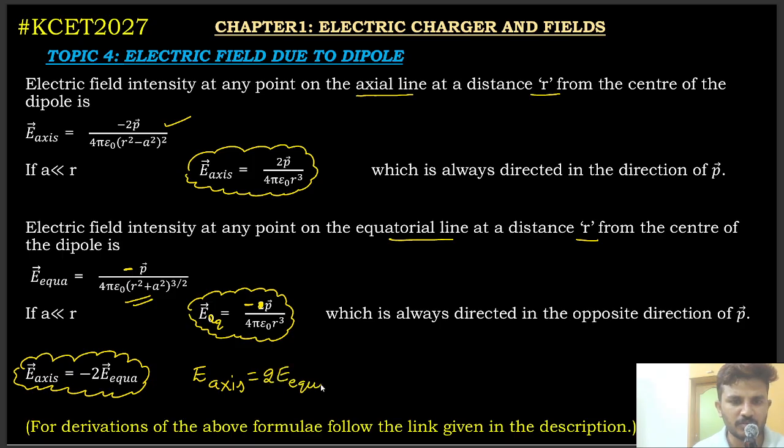Please refer to the video link that I have given in the description for the derivations of E axis and E equatorial, which are very important. There are 2 five-mark derivations for board level. Derivations are very important.